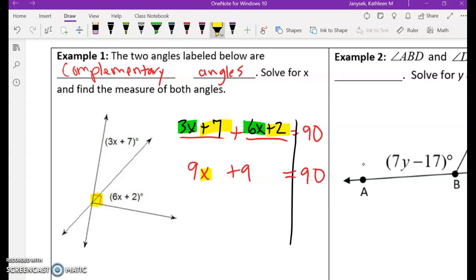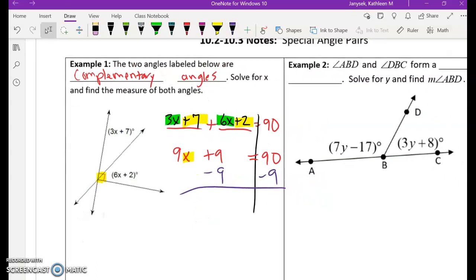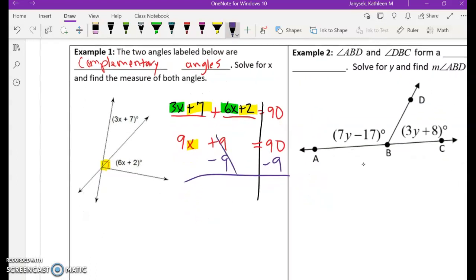Now remember our goal is to get this x alone. So to do that, let's start with adding and subtracting. To get rid of a plus 9, we do the opposite and minus 9. And if you do it on the left, you must do it on the right. So 9 minus 9 is 0. So we've got 9x on the left and 81 on the right.